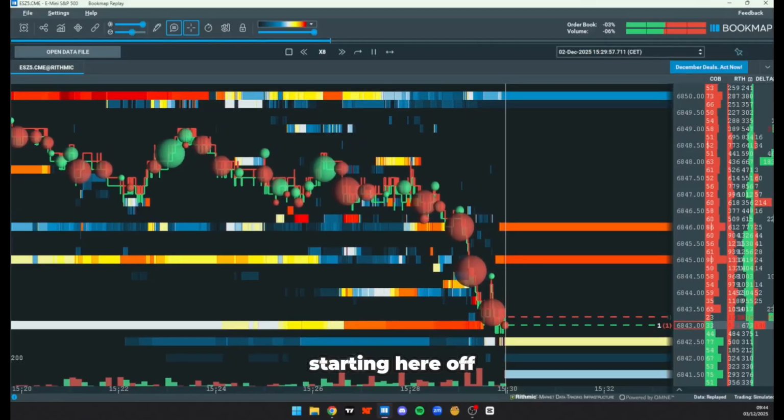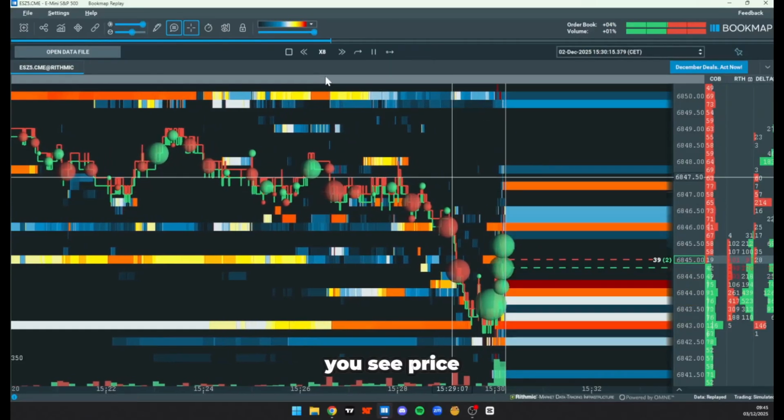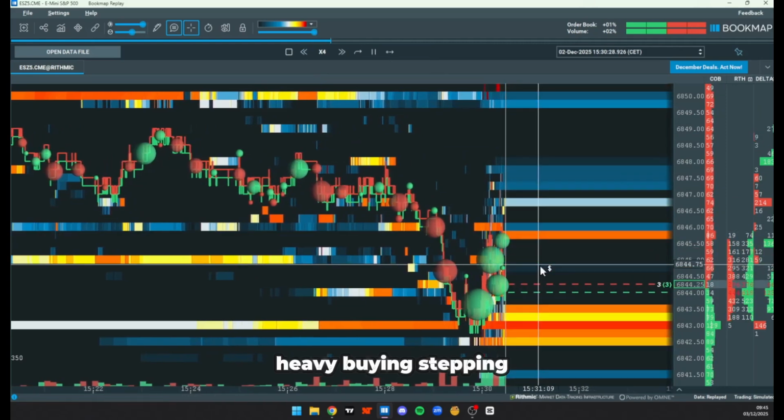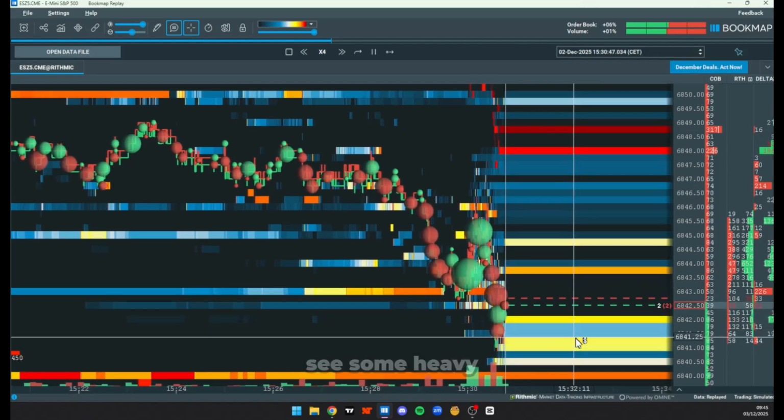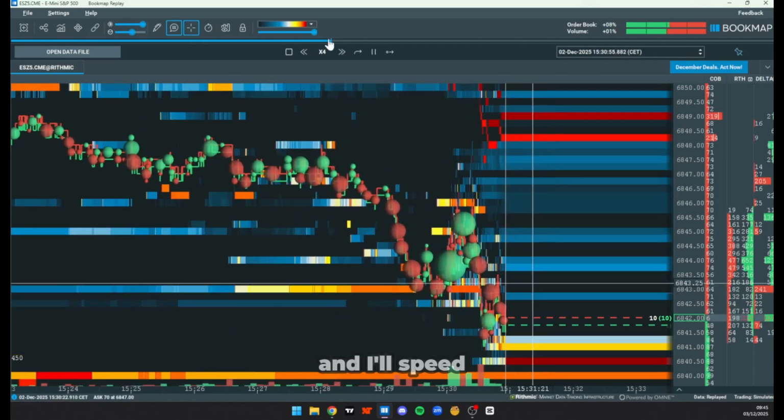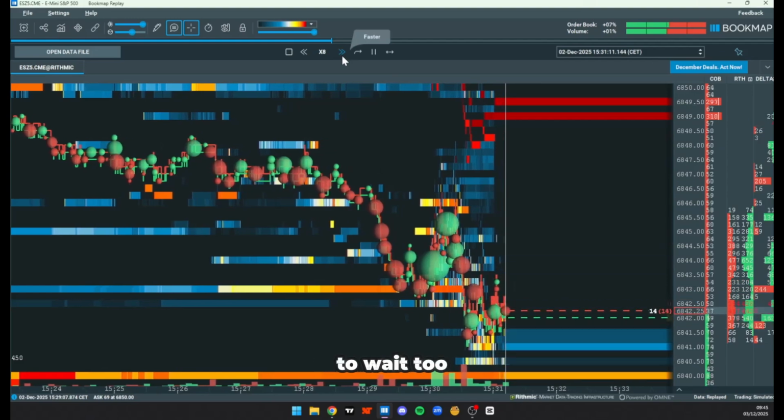Okay, so we're starting here off at market open. You see price is very aggressive, heavy buying stepping in. We're waiting for that sweep. Sweep is happening right now. See some heavy selling. And I'll speed it up a little bit for you guys. You don't have to wait too much.